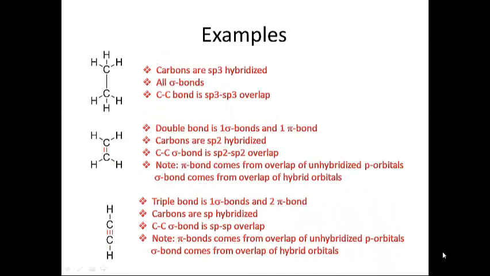So here's some examples of the different hybridization states that we've been talking about. So this molecule here is ethane. The carbons in this molecule are sp3 hybridized.